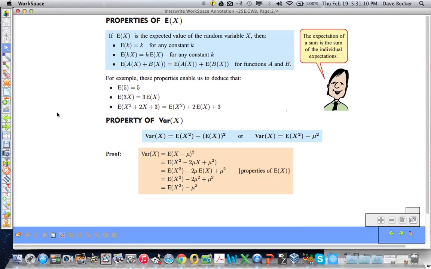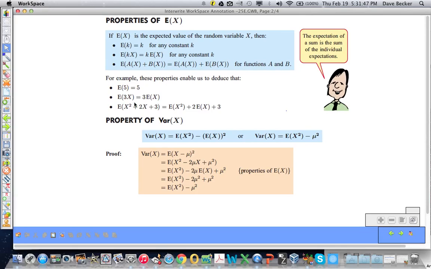All right. So properties of the expected value of x. If E of x is the expected value of the random variable x, then the expected value of a constant is equal to the constant k for any constant k. That makes sense. And if we have a constant times the random variable x, we can move that out front and find the expected value and then multiply by k. And if we have a sum, we can take the expected value of each individual and add them, for the functions a and b.